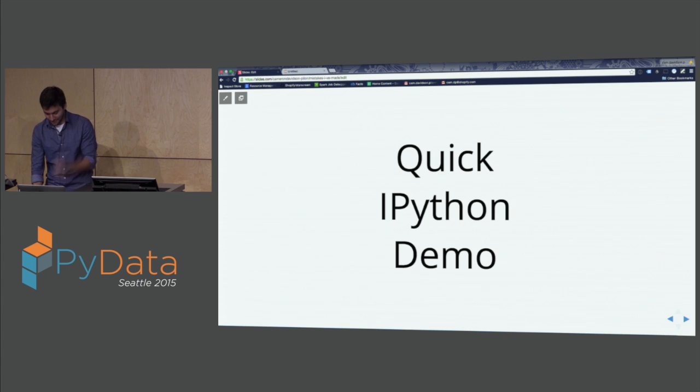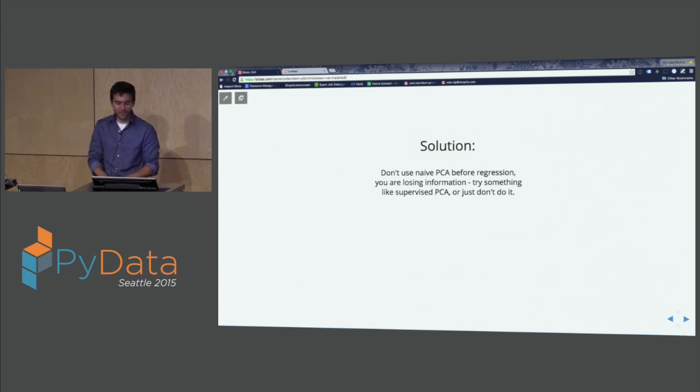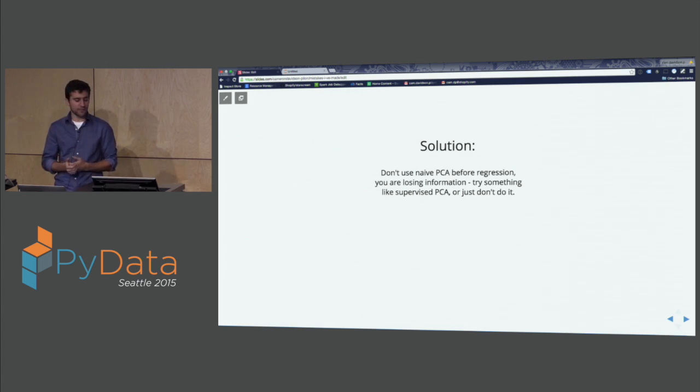Oh yeah, quick IPython demo. We did that. So what did I learn? The solution to this: just don't use naive PCA before regression. You're losing information. Better to use something called supervised PCA, or just don't do PCA before regression. That's another good strategy.